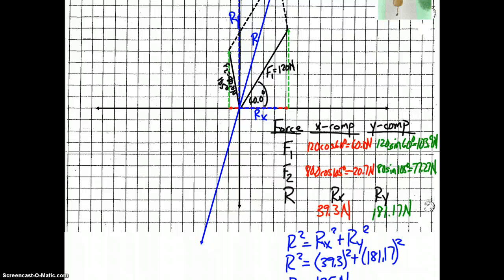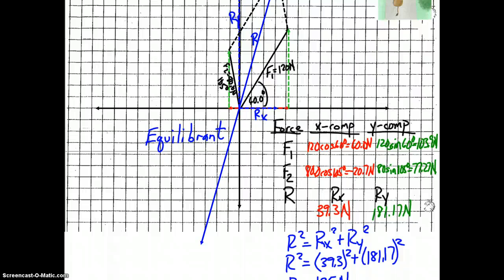That vector is given a special name because it creates a situation in which our system is in equilibrium, and that is called the equilibrant. The single force that keeps a system in equilibrium is called an equilibrant. That's what they're asking you to find in 8b. So the answer is pretty easy.